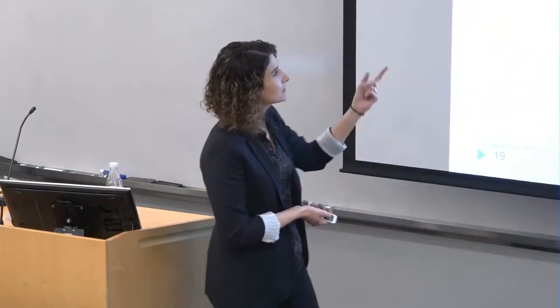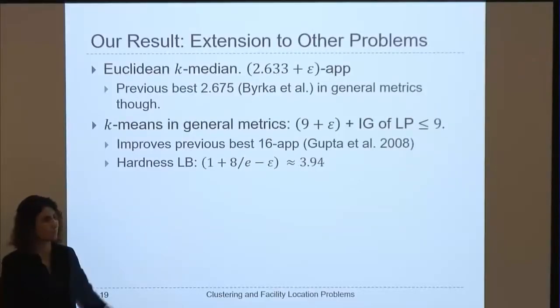And for k-means in general metric, we get 9 approximation, and we show that the integrality gap of the LP is at most 9. So I should mention that the integrality gap of the LP is the maximum ratio between the cost of the integer solution of the LP and a fractional solution of the LP. So we show that this gap is at most 9. The previous result was 16 approximation by Gupta. And this version of the problem is 3.94 hard to approximate.